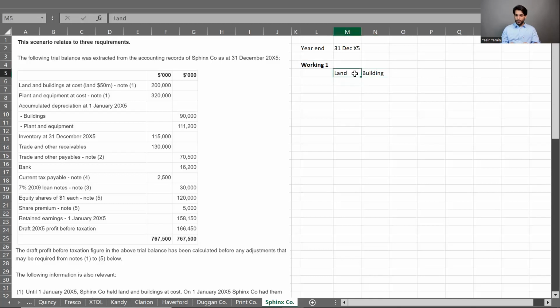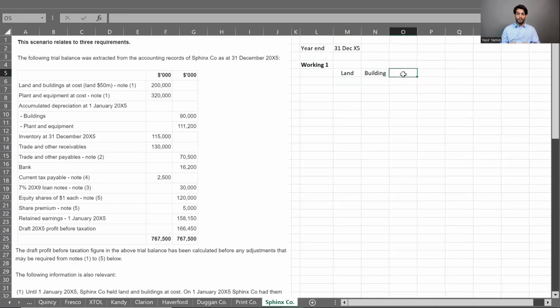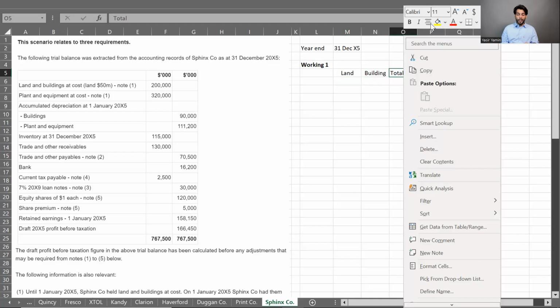What you can easily do is right click, middle align, and then you can have a total here as well. I'm just trying to teach you some Excel. So here is a position which aligns your words in a particular cell. If you click this, it will center your word, so it looks cleaner to your examiner.